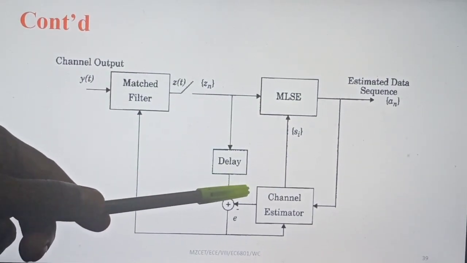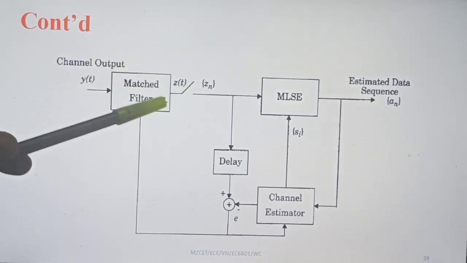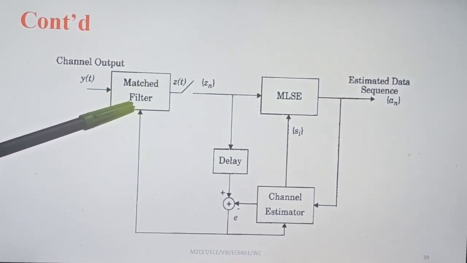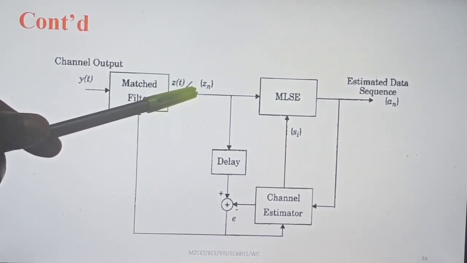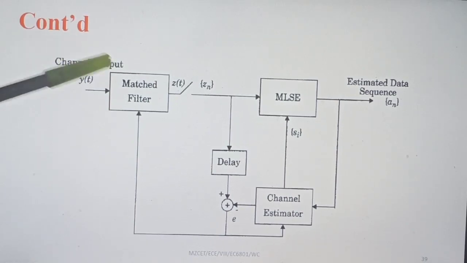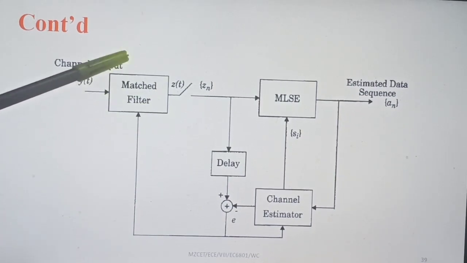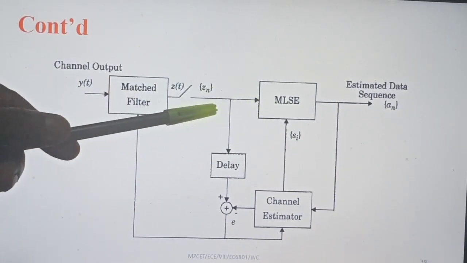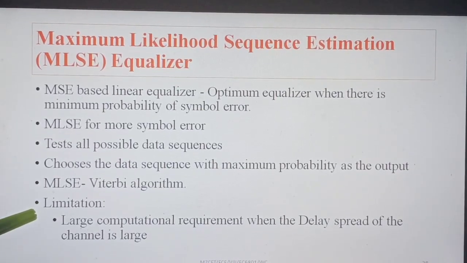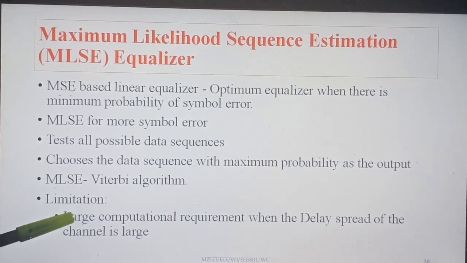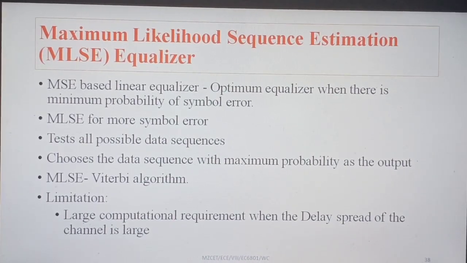Based on the change in the behavior of the channel as estimated by the channel estimator, the matched filter will adjust its filter coefficients and will try to give an output which is approximately equivalent to the input. The MLSE will verify all the data sequences coming from the matched filter and choose the data sequence with maximum probability as the output. There is only one drawback in this MLSE equalizer: there is a large computational requirement when the delay spread of the channel is large. That's all about the nonlinear equalizers.